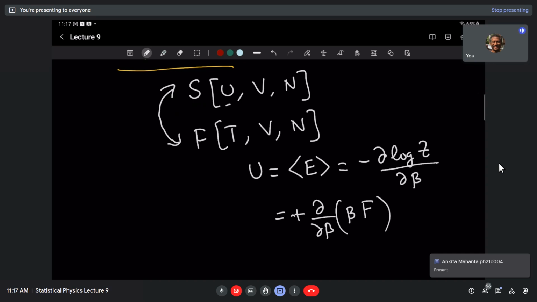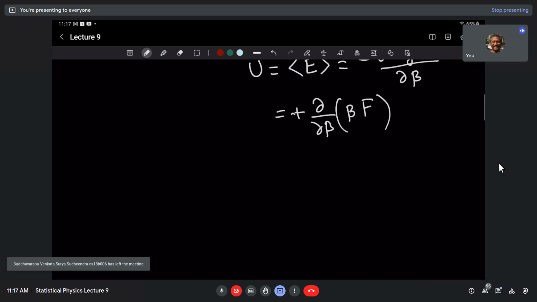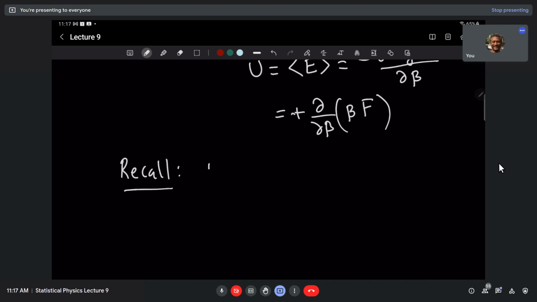Have we seen anything like this in some other context where we replace one variable by another? Canonical transformation. Okay, canonical transformation or a Legendre. No, that's not quite it. More like a Legendre transform. So recall in classical mechanics, we came across the Legendre transform.